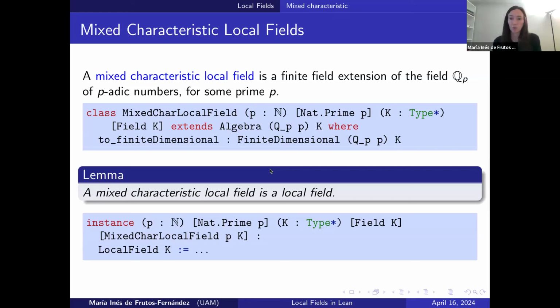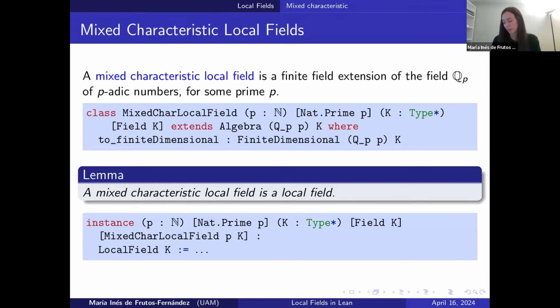The first thing that we prove, or one of the first things that we prove, is that this definition is actually a special case of local field. So whenever you have a mixed characteristic local field K, you can conclude that K is a local field in the sense of the previous slide.